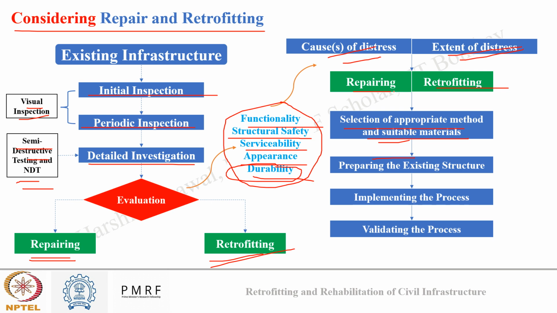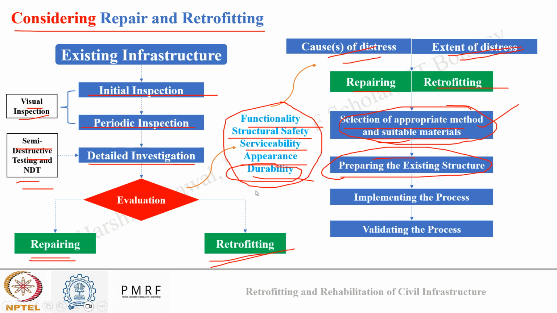Okay. Now, how to choose a repair or retrofitting method, we will see later. First, let's see how surface preparation is done before any repair activity is carried out. Because this was our first part, selection, then preparing the existing surface. This we will see later on. First, we are seeing this: preparing the existing structure before carrying out any activity.